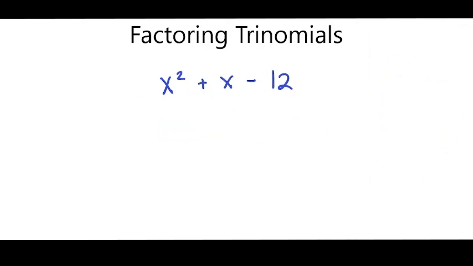So here I have x squared plus x minus 12. Remember that if you have x, that's 1x. So what I need to find is what two numbers will multiply together to be negative 12, but add together to be positive 1. So I'm going to write out my factors of 12.